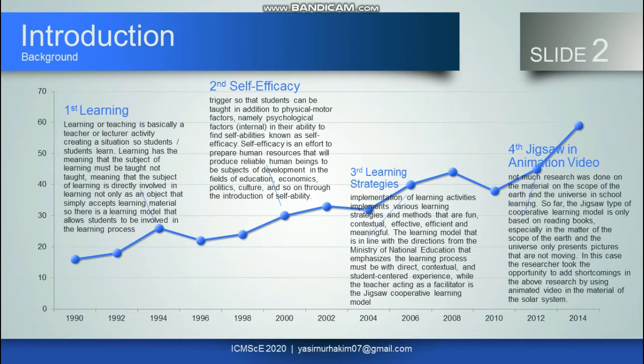4. Related to Jigsaw in animation video. Not much research was done on the material on the scope of the Earth and the universe in school learning. So far, the Jigsaw type of cooperative learning model is only based on reading books, and the material on the scope of the Earth and the universe only presents pictures that are not moving. In this case, the researcher took the opportunity to address this shortcoming in the above research by using animated video in the material of the solar system.